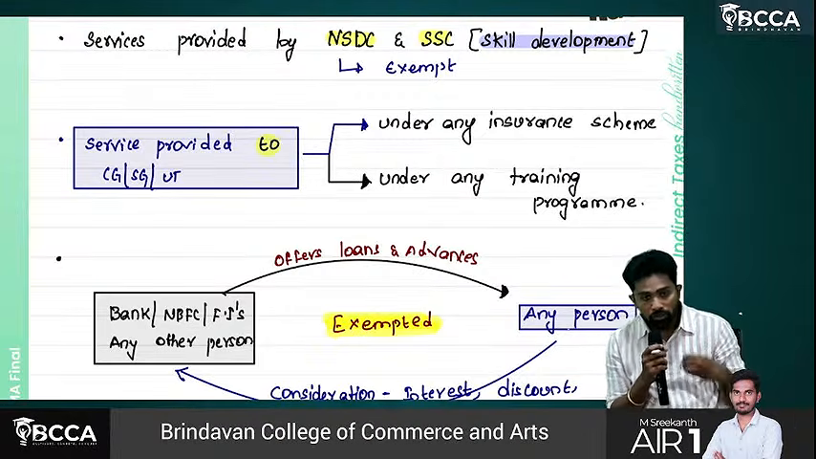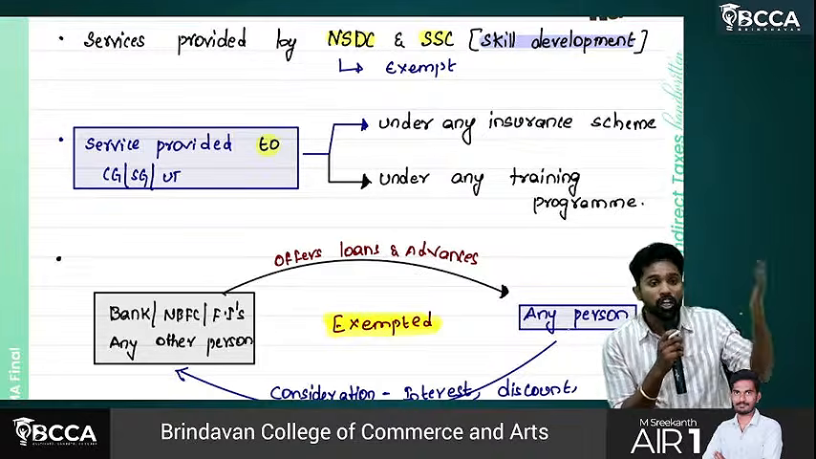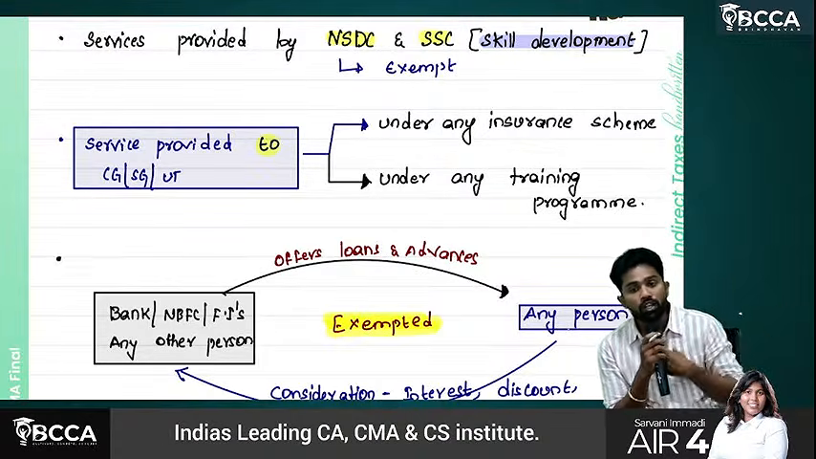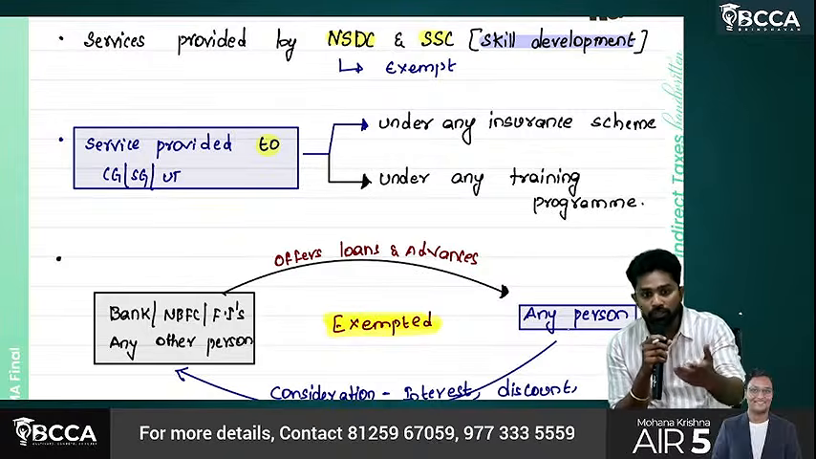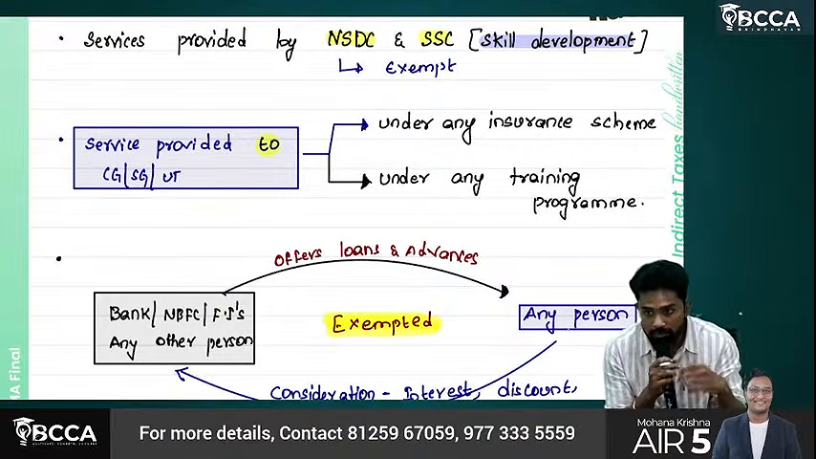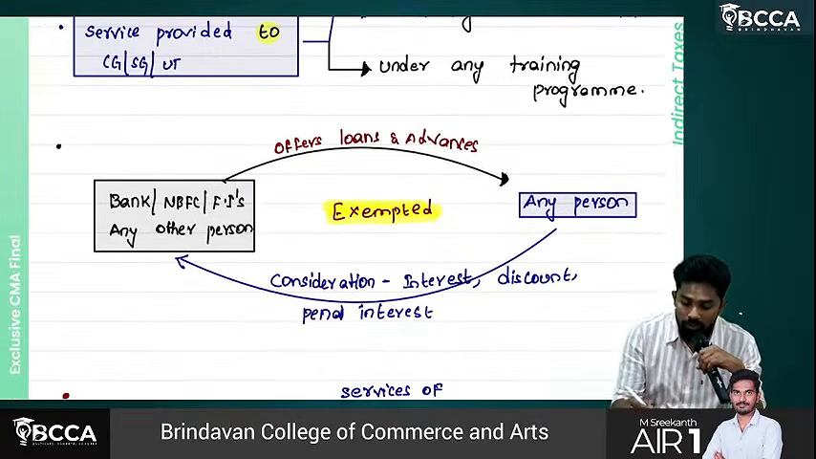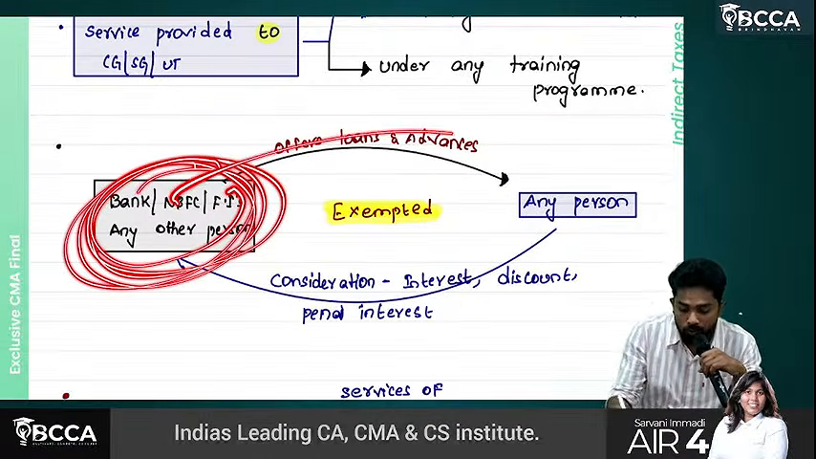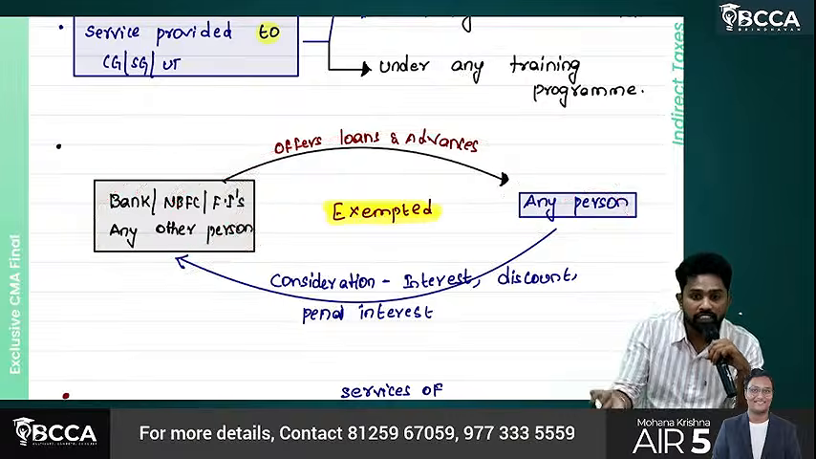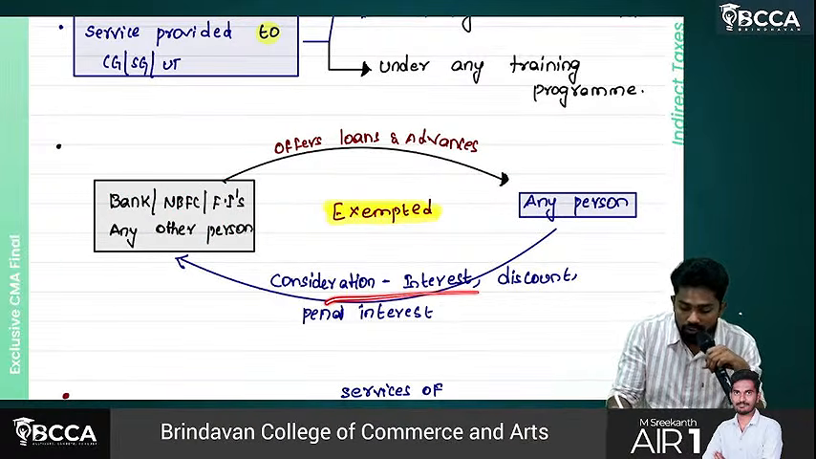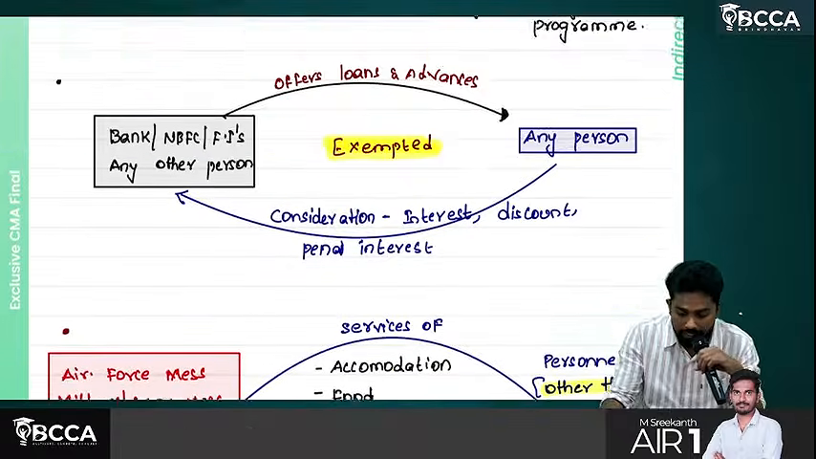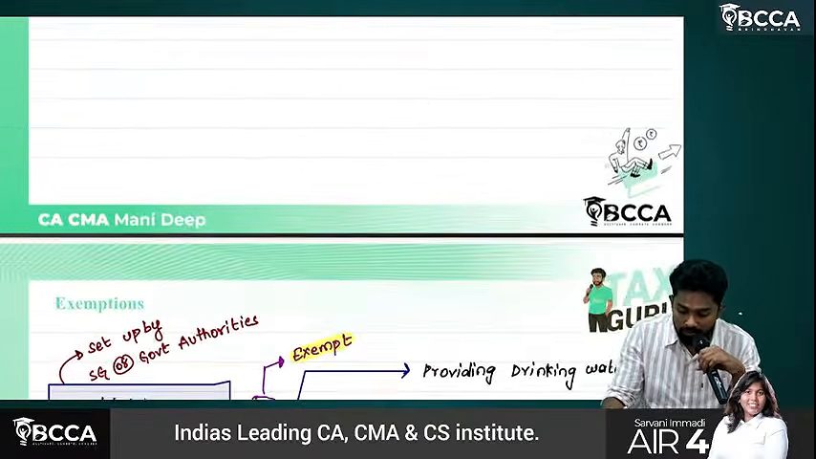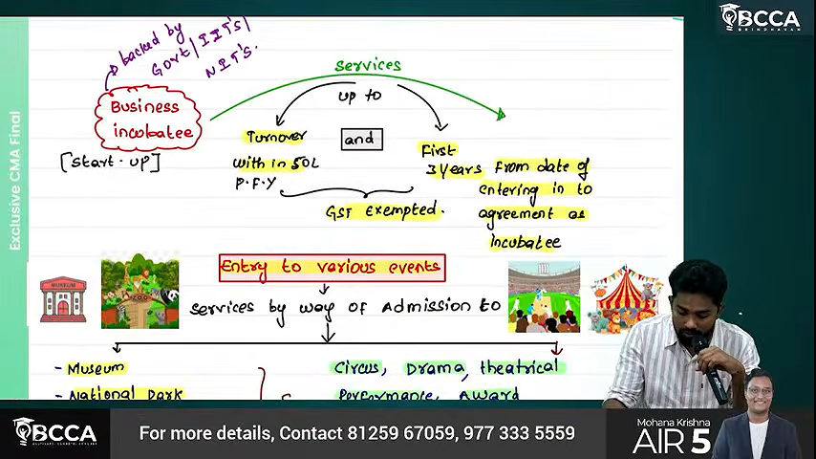Sir, let's say I went to a government organization to train them regarding GST or income tax. So I'm providing training to whom? Government. When I'm providing training to government, it is what? Exempted. When I train you, you pay fees. That is taxable. Okay. Then banks, NBFCs, financial institutions, or any person giving loans. On loans, what is the consideration, sir? Interest or discount. Such interest and discount is what? Exempted.